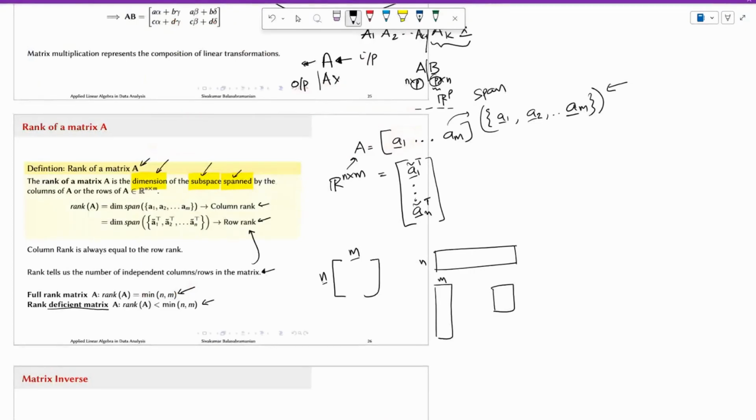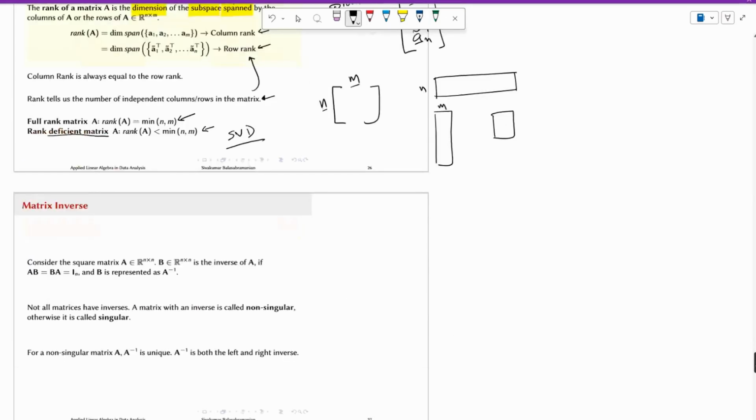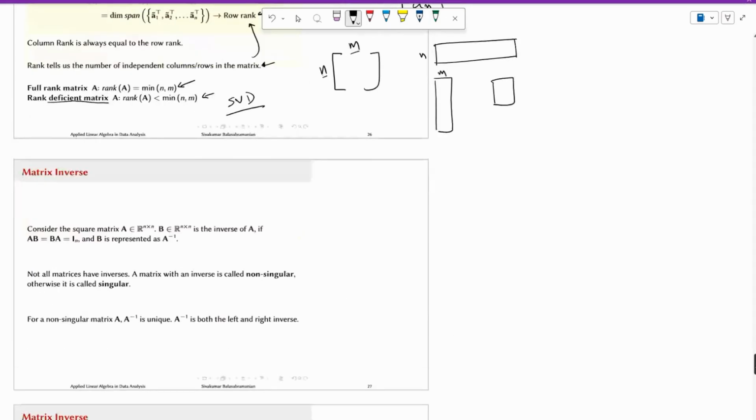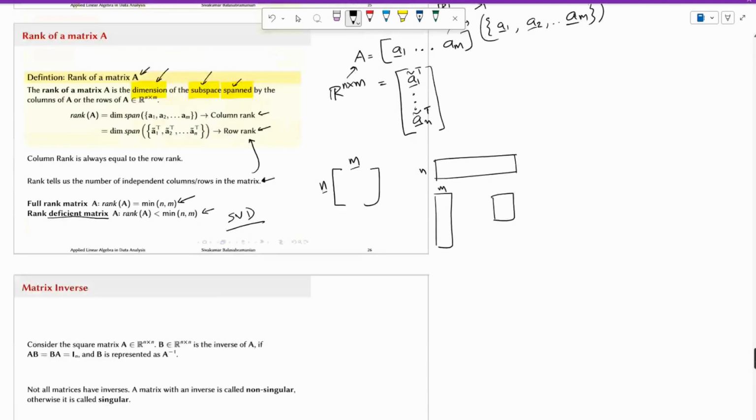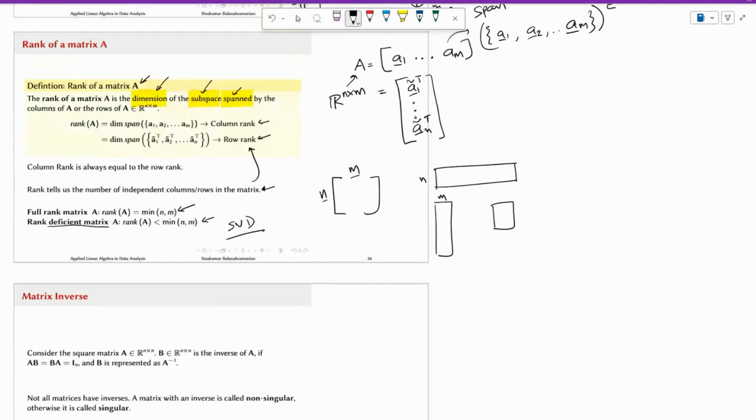We often are not interested in the exact rank, but we are interested in the approximate rank of a matrix, which is practically more useful. So we'll see that as well when we talk about a concept called SVD, or singular value decomposition. Okay, this is all I want to say for now about rank. For now, just remember this definition, which is essentially the dimension of the subspace spanned by the columns or the rows.